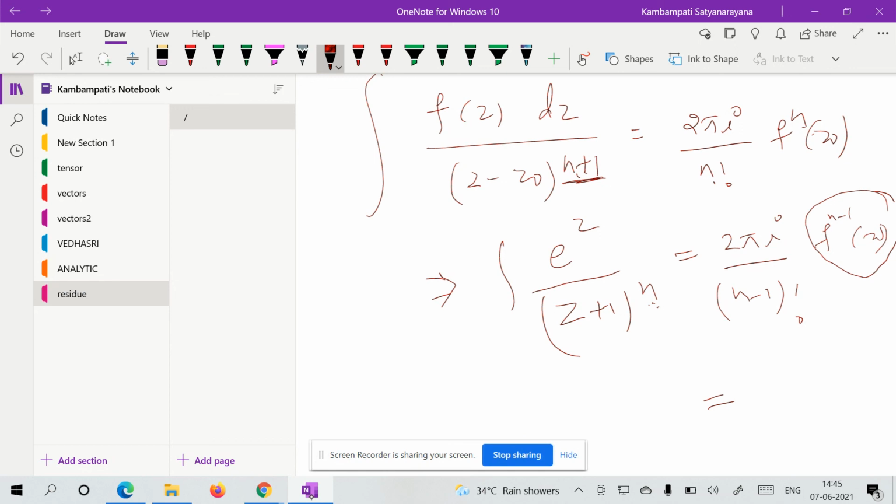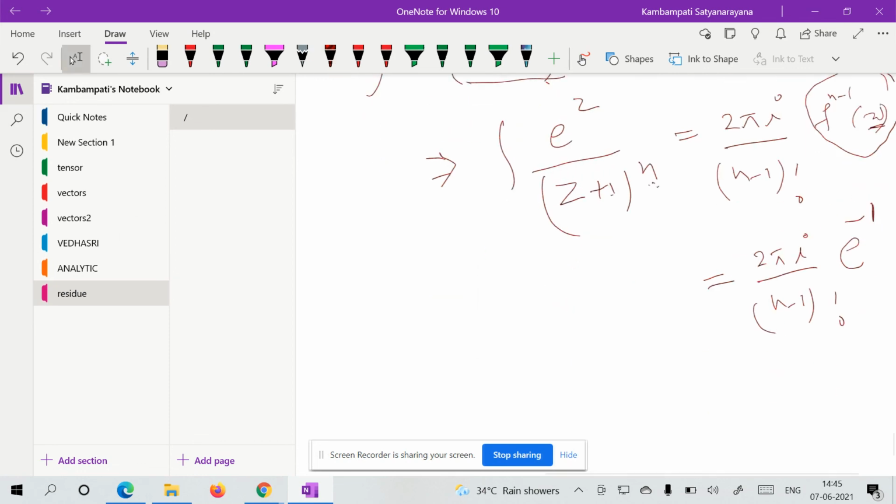So 2 pi i into (n minus 1) factorial times f^n, e^z differentiated n minus 1 times, is also e^z only. The z0 value is -1, so e^(-1), same value. See here, the difference is that the (z minus z0) to the power of n plus 1 term we are taking on the left side, and f(z) is just e^z.